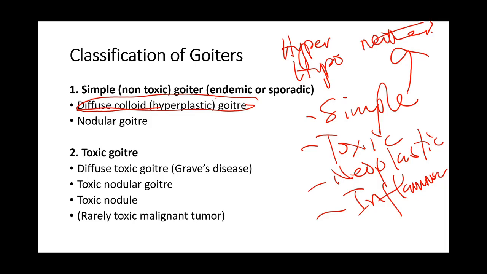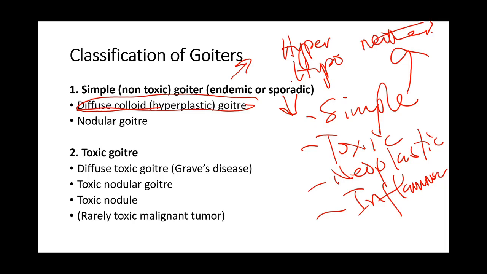Now, generally, simple goiters could either be endemic or sporadic. You can see them as endemic entities or sporadic entities. When you say endemic goiters, they are goiters that affect 10% of the population in a community, meaning there's a risk factor in that community that predisposes up to 10% of the population in that community. Example, iodine deficiency is a common cause of endemic goiter. Sporadic goiters occur randomly in a community.